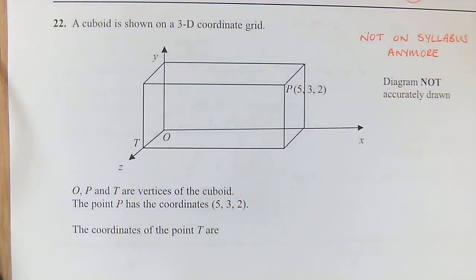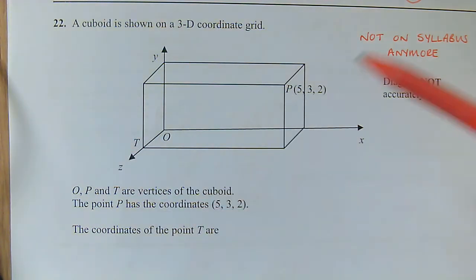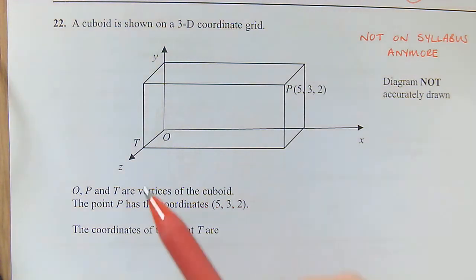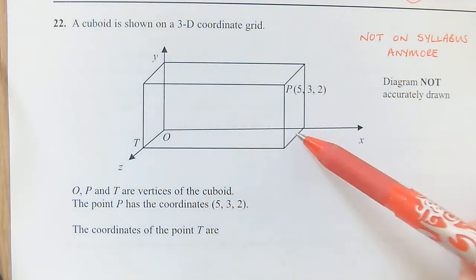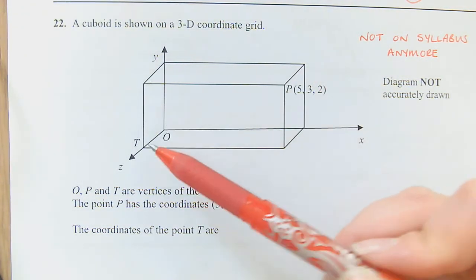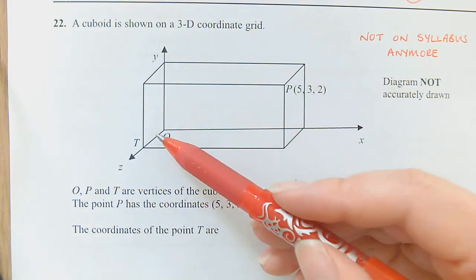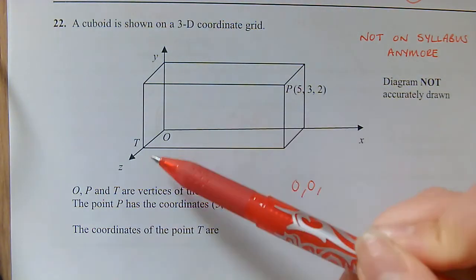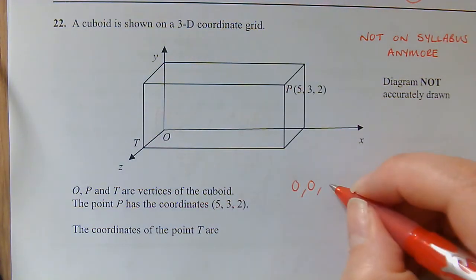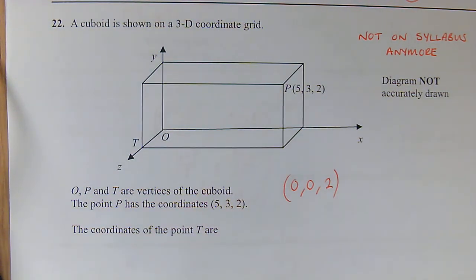Okay, here we have a 3D coordinate grid. Won't be asked any questions on your exam on this because it's not on the syllabus anymore. However, just to go through it, we want to work out what the coordinates of T are. So for this, we're told what point P is. The x coordinate would be 0, the y coordinate would be 0, and here the z coordinate would be 2. So we have 0, 0, 2.